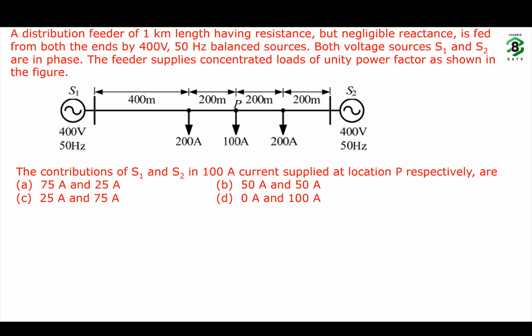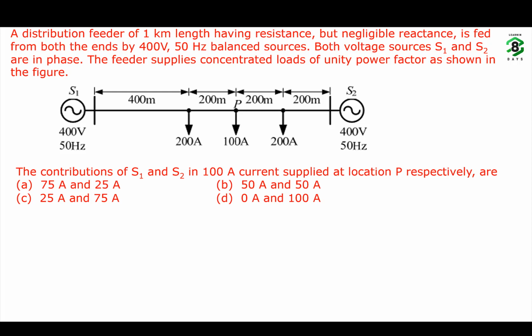A distribution feeder of 1 kilometer length is having a resistance but negligible reactance, is fed from both ends by 400 volt 50 Hz balanced sources. Both voltage sources are in phase. The feeder supplies concentrated loads of UPF as shown in the figure. The contribution of S1 and S2 in a 100 ampere current supplied at location P is.